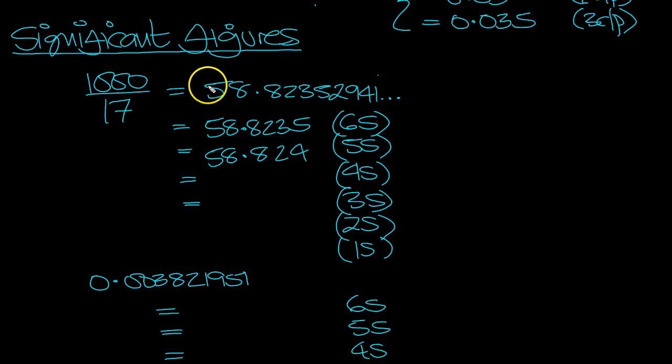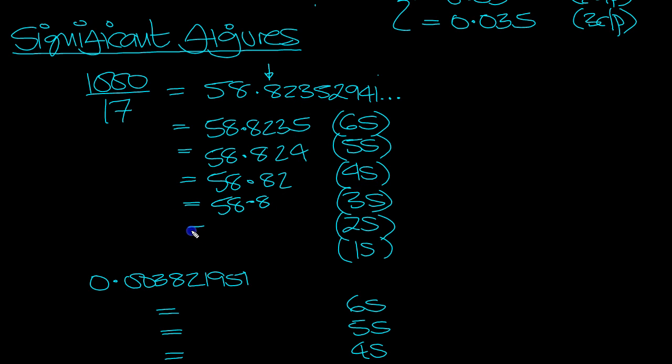So 4 significant figures, 1, 2, 3, 4 is here. Round down, because that's a 3, 58.82. And then 3 significant figures. Let's have a look at that one. From the left, non-zero, 1, 2, 3 is here. This is the 2, so you round down, 58.8. And that was to 3.